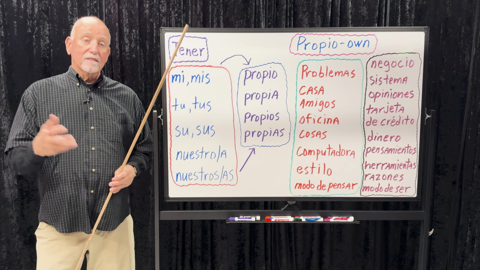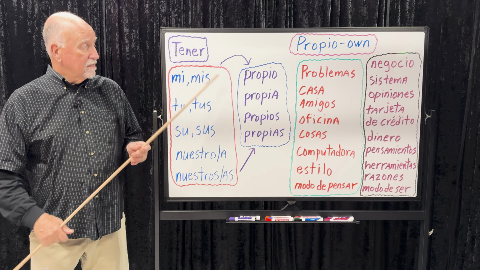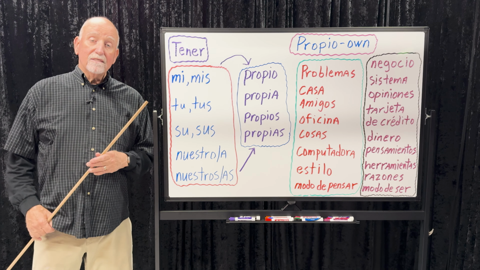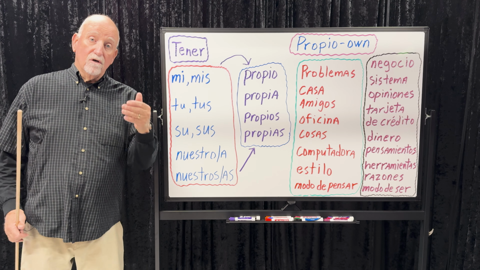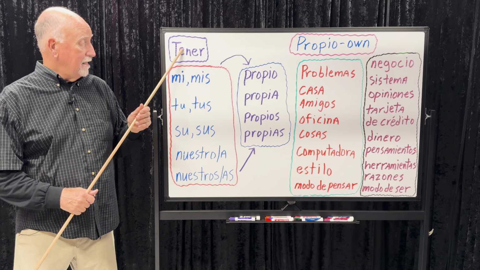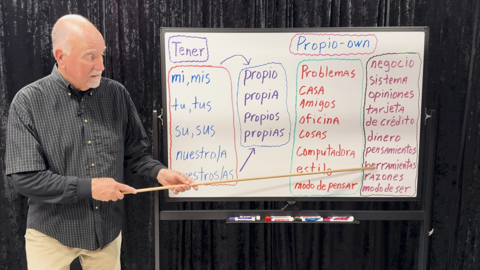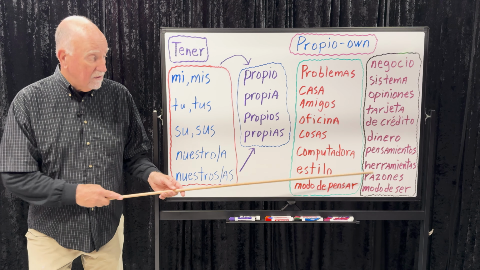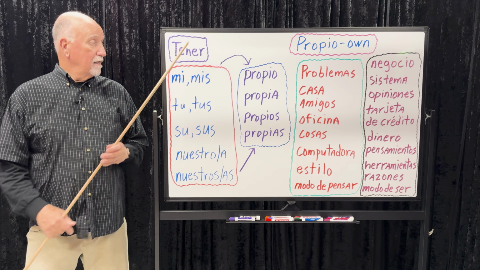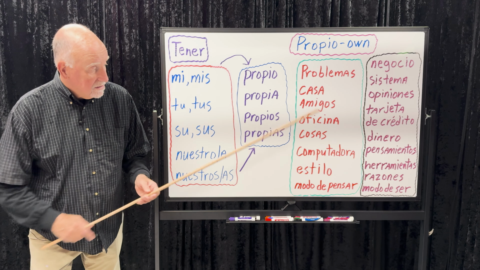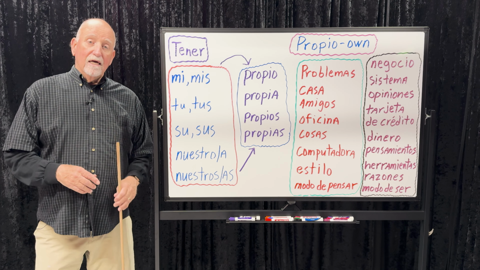Pensamientos. I have my own thoughts. Tengo mis propios pensamientos. Herramientas. He has his own tools. Tiene sus propias herramientas. Razones. I have my own reasons. Tengo mis propias razones.